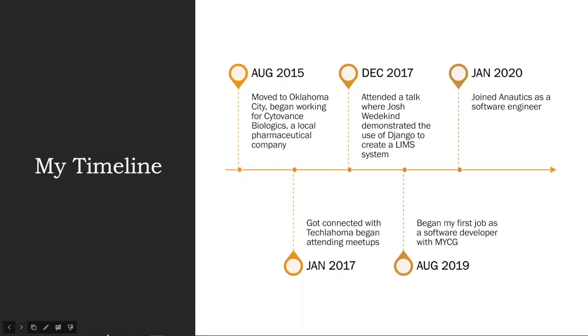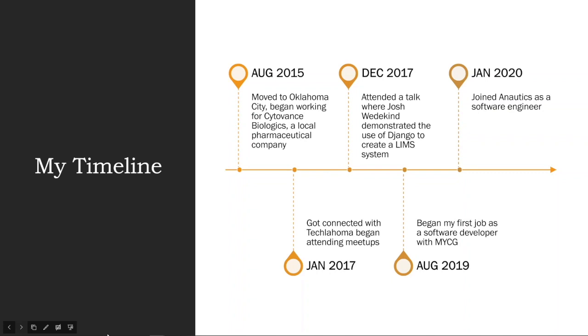First, I want to go over my timeline. I moved to Oklahoma City in August of 2015 and began working for a company called Cytovance Biologics, which is a local pharmaceutical company here in the Oklahoma City area. I didn't get involved with Techlahoma until January of 2017, but in between that time, I got really interested in web development, particularly with Node.js, and I knew I wanted to learn more about it.